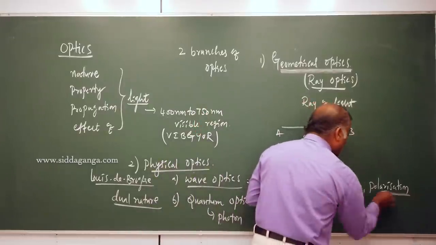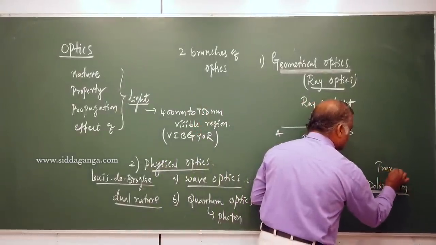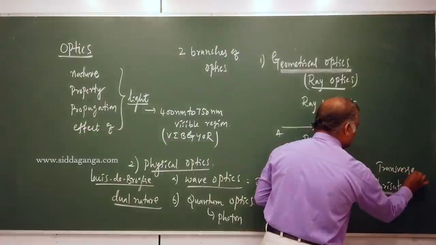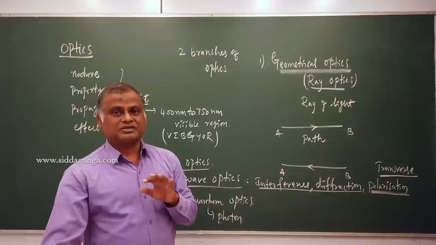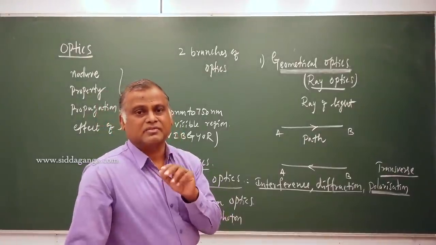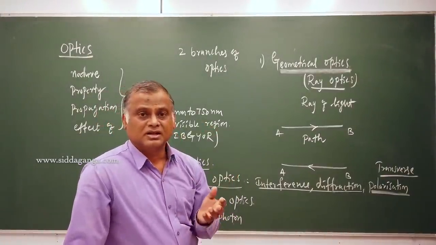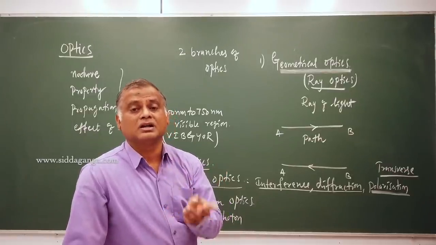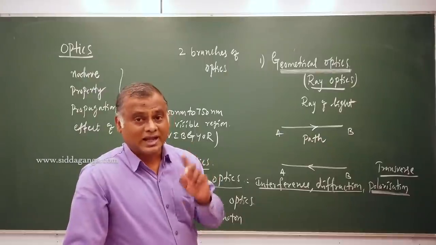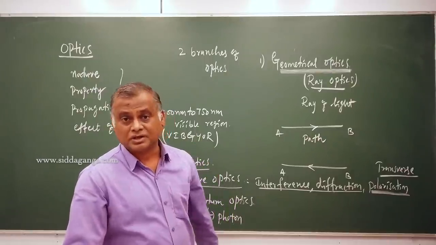That is, only transverse nature. Light is transverse in nature. In first PUC you have studied two kinds of waves depending on the mode of vibration: longitudinal vibration and transverse vibration. Sound waves are longitudinal in nature. Light waves are transverse in nature.